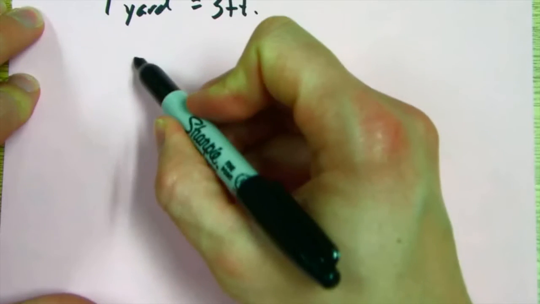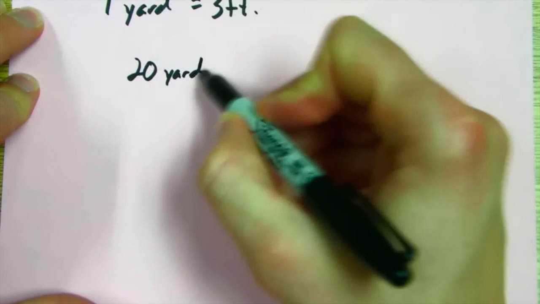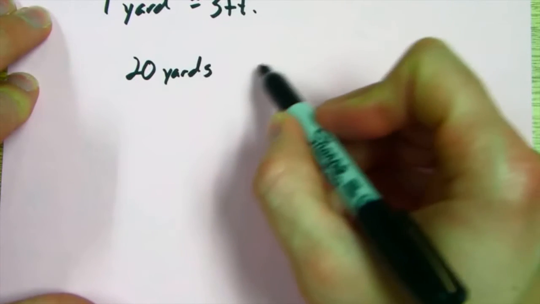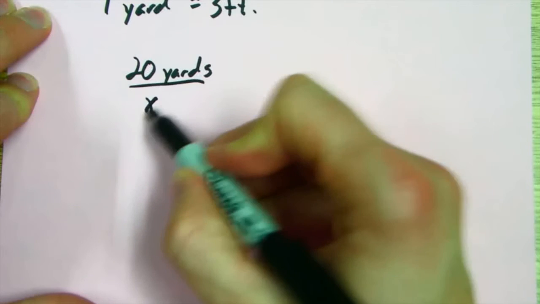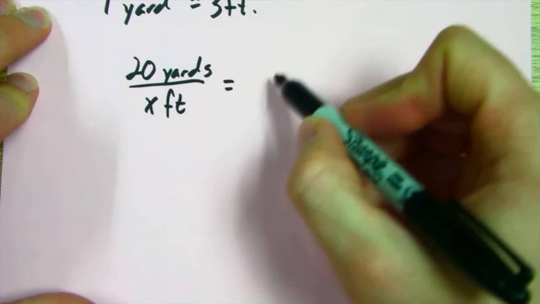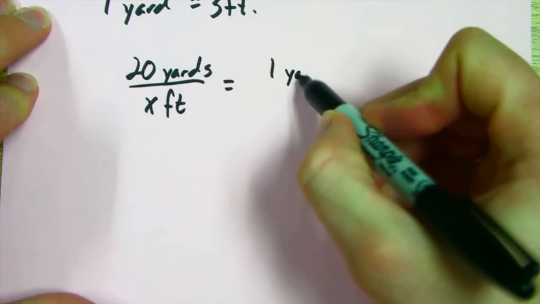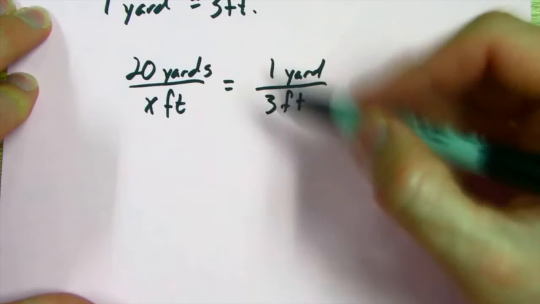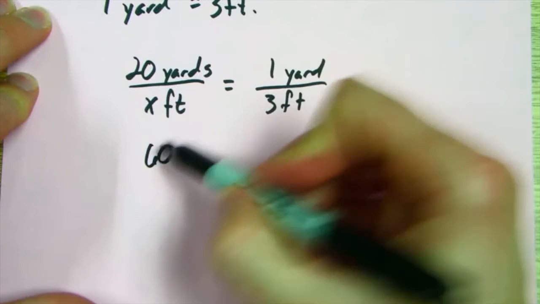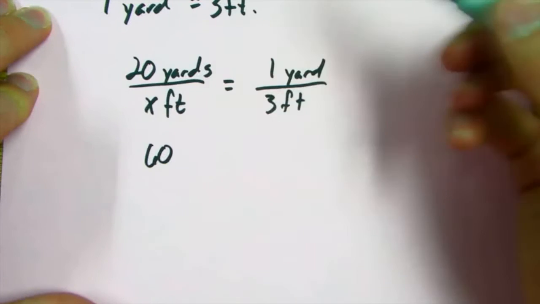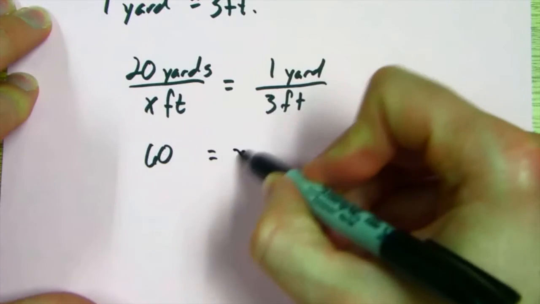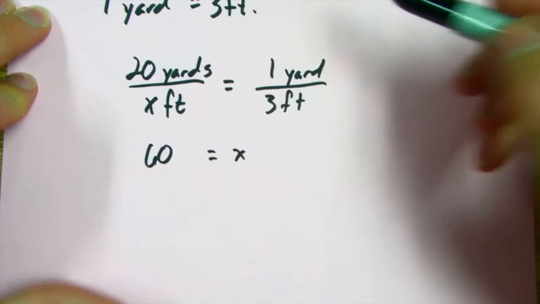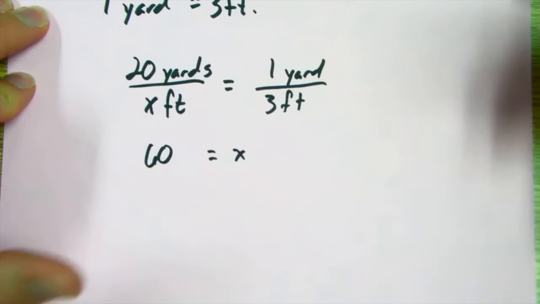If you know that 1 yard equals 3 feet, then if I'm trying to convert from yards to feet, say I have 20 yards and I don't know how many feet that is, I can set that equal to, well, I know 1 yard is 3 feet. I make a proportion. Now I can cross multiply and I get 60 equals x. So now I know that 20 yards is 60 feet.